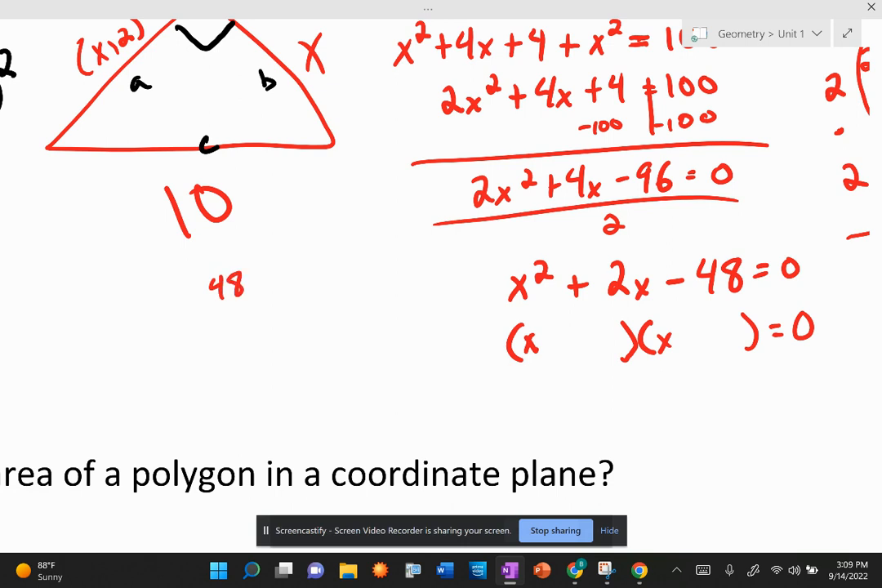48, okay, are 1, 2, can you divide 48 by 3? No. What about 4? Yes. 5, no. 6, yes. 8, yes. 9, no. 10, no. 12, yes. 24, yes. 48. Okay, so those are all the factors of 48. What two numbers could I put together somehow to get a 2?